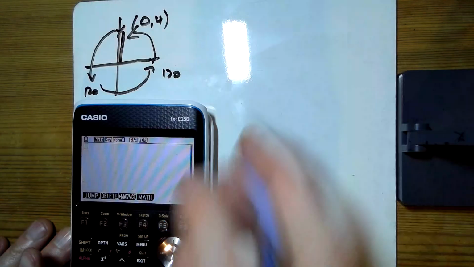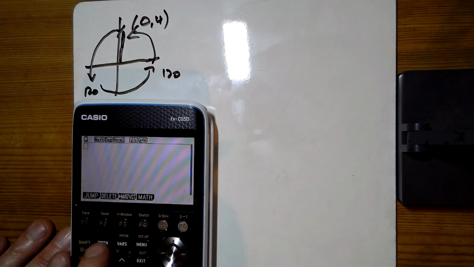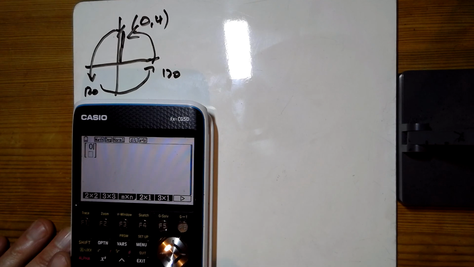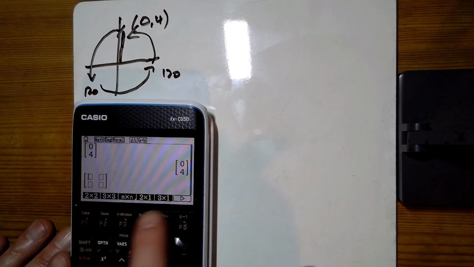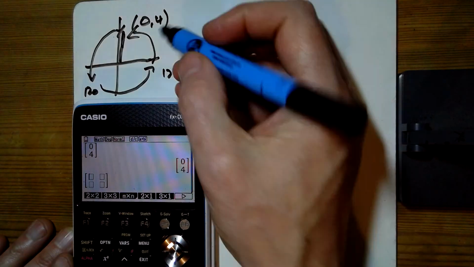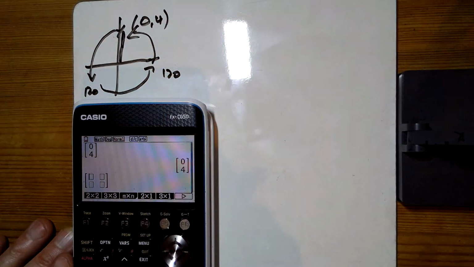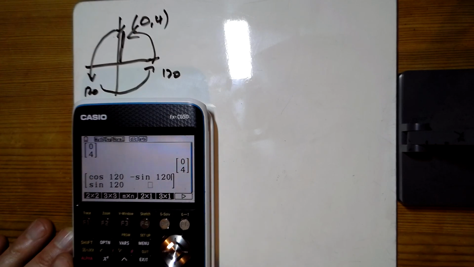What I'm going to do here is start with putting in the matrix for the initial point. So that's 0, 4, and just push enter for that. And I've already changed this into degrees mode. You could do it in radians as well. I know the rotation formula because it's cos 120, sine 120, and up here minus sine 120, cos 120.